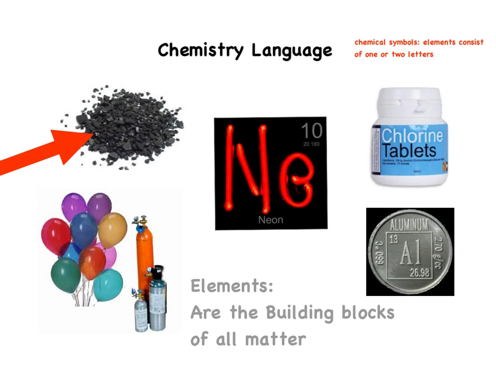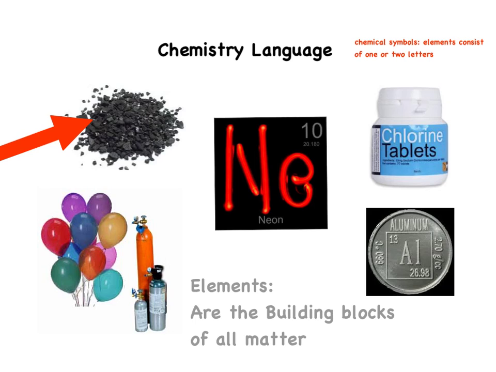Elements are the basic building blocks of all matter. Some of the common elements that I have represented here are carbon, neon, chlorine, aluminum, and helium. To recognize these elements, we use something called chemical symbols. The chemical symbols are on the periodic table of the elements.